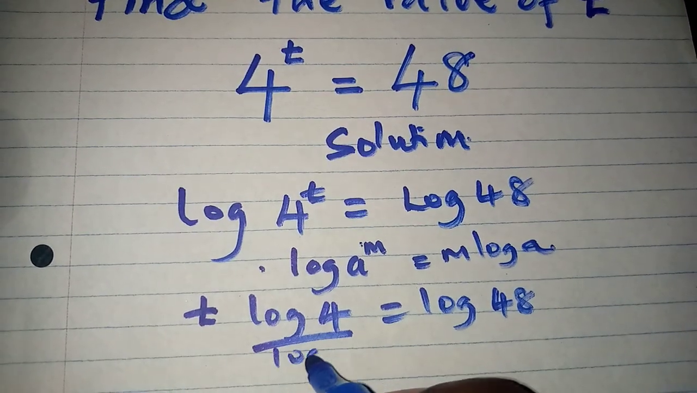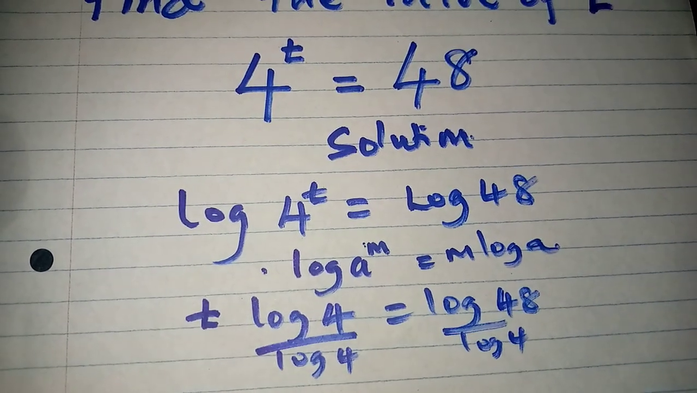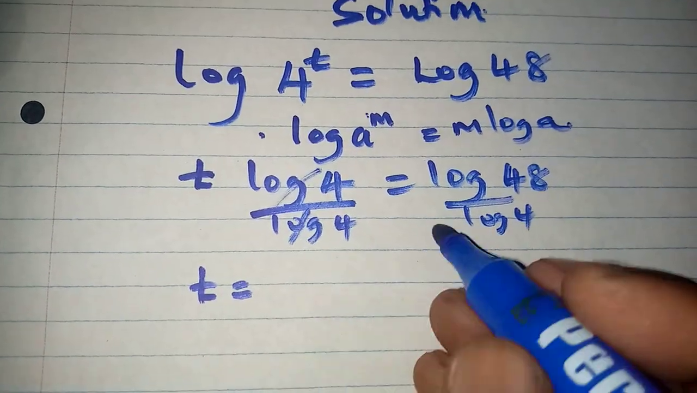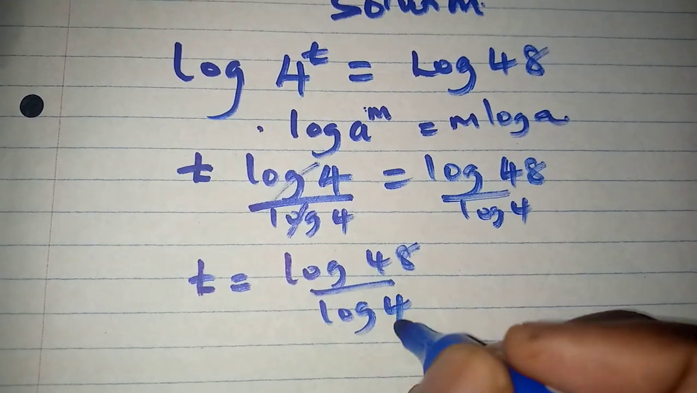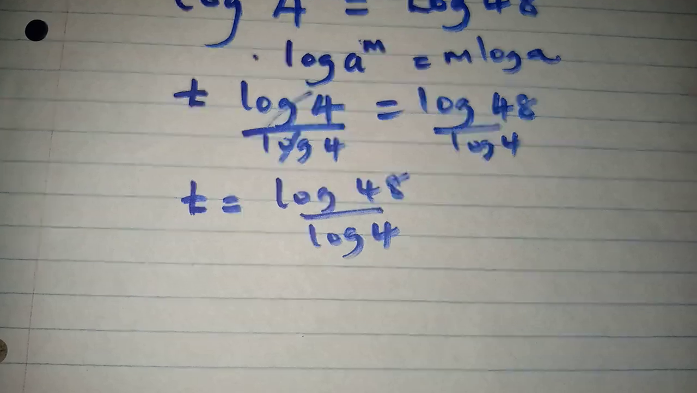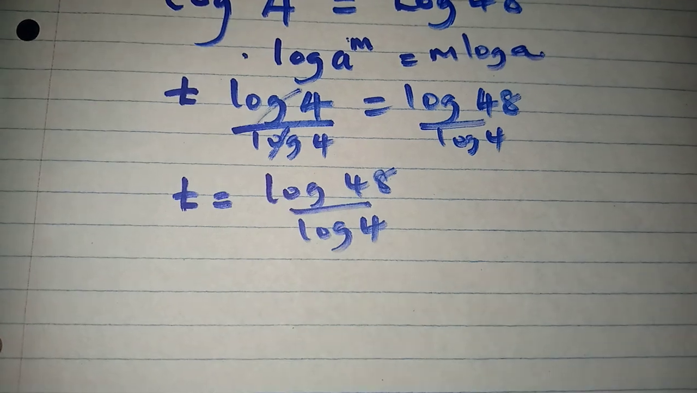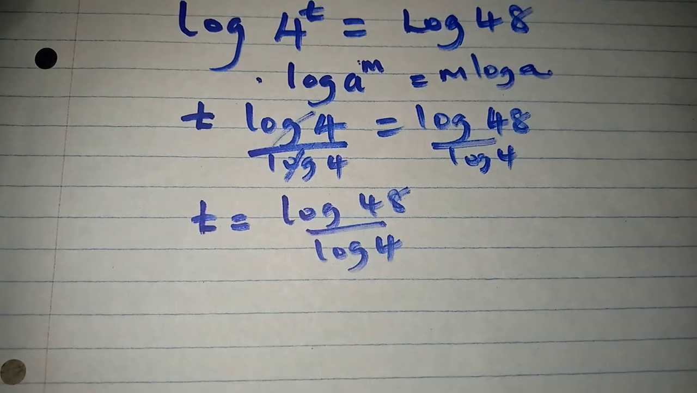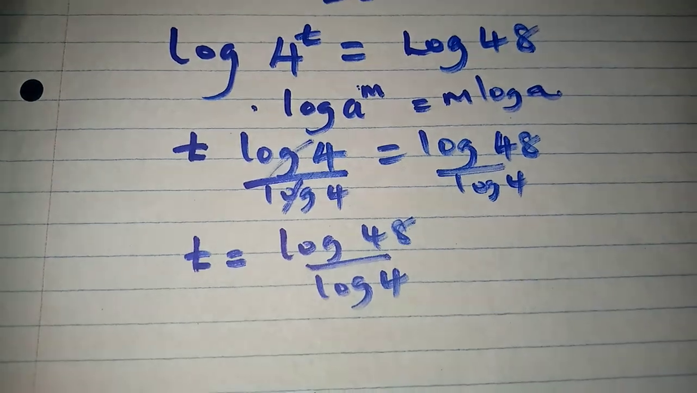Next, I'll divide everything by log 4, and then I'll have t is equals to, so this and this goes, I'll get log 48 divided by log 4. Well, at that point, I'm dividing some logs, log 48 divided by log 4. So the quickest step that I'll do, I'll write the factors of 48.